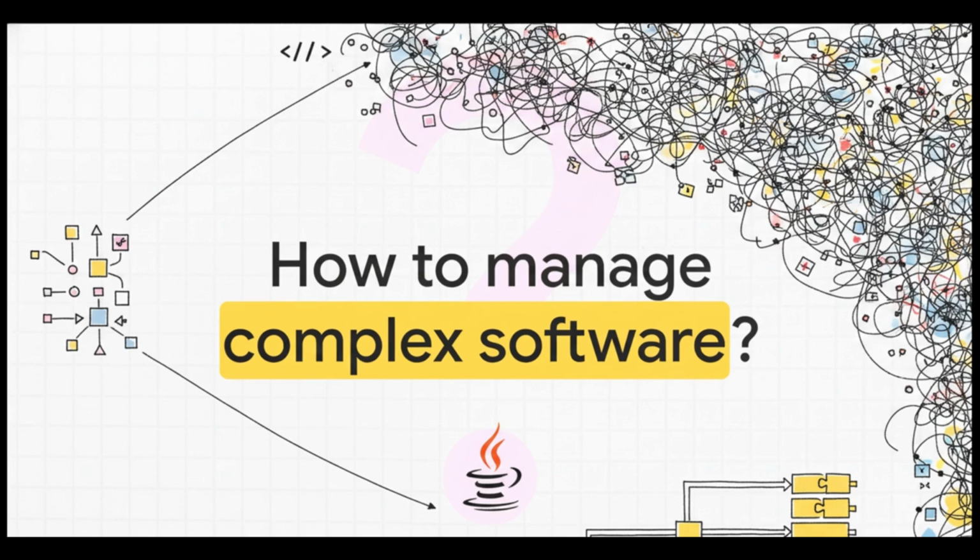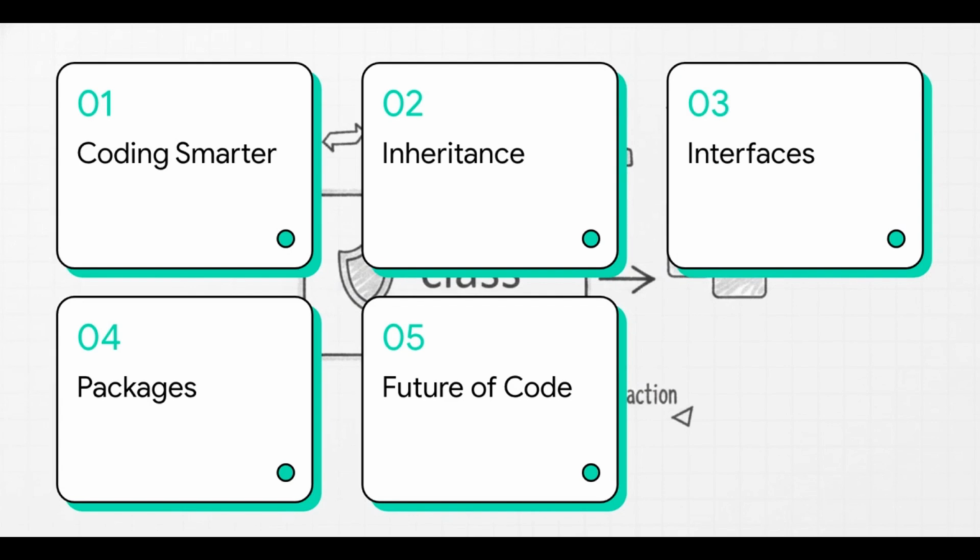Right, so how do you actually manage this kind of complexity at scale without rewriting everything from scratch every single time? Well, thankfully, Java gives us a really powerful toolkit to solve exactly this problem. To get there, we've got a really clear roadmap for this explainer. First, we'll cover the philosophy of coding smarter, not harder. Then, we'll master three specific pillars of object-oriented programming: inheritance for sharing blueprints, interfaces for mastering modular operations, and packages for organizing your inventory. Finally, we'll look at the future of your code.